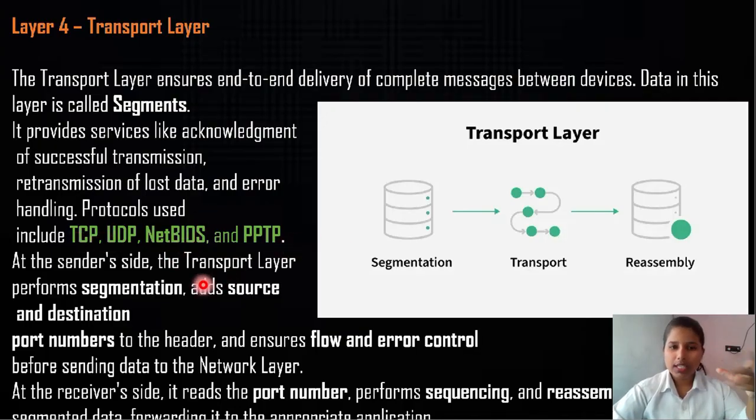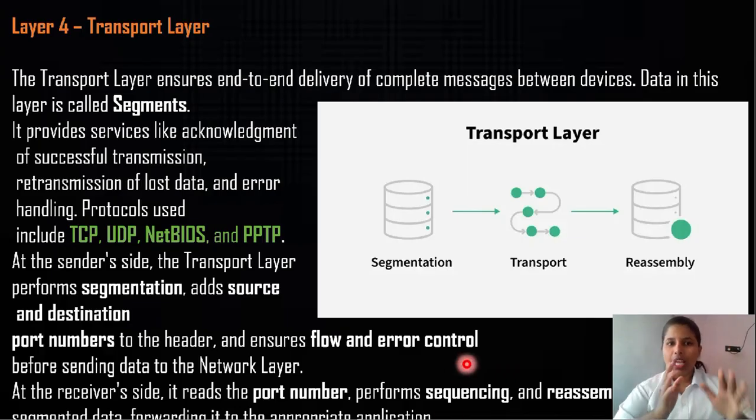At the sender side, the transport layer performs segmentation and adds the source and destination port numbers to the header, ensuring flow and error control before sending data to the network layer. At the receiver side, it reads the port number, performs sequencing and reassembly of the segmented data, and forwards it to the appropriate application. So this is simple.